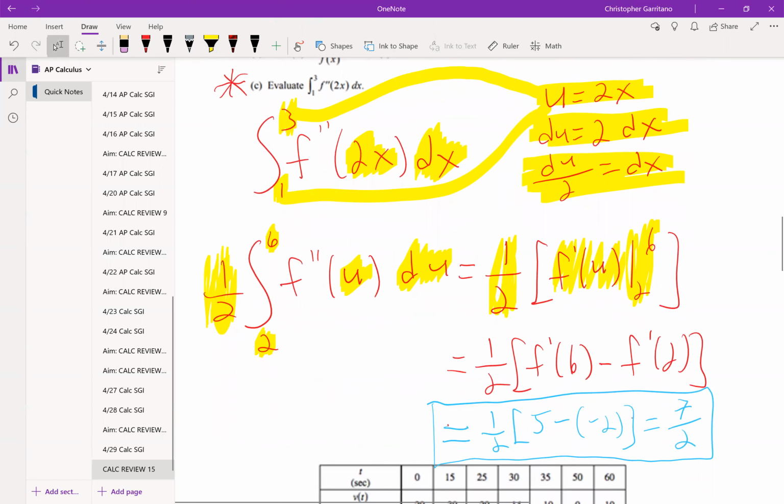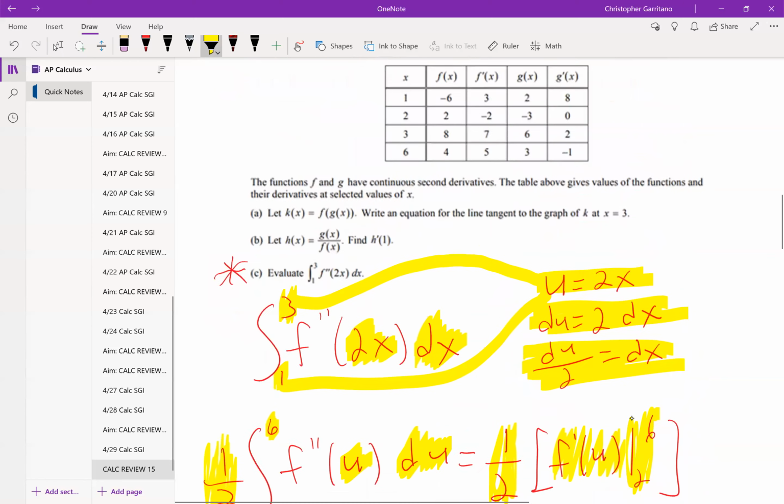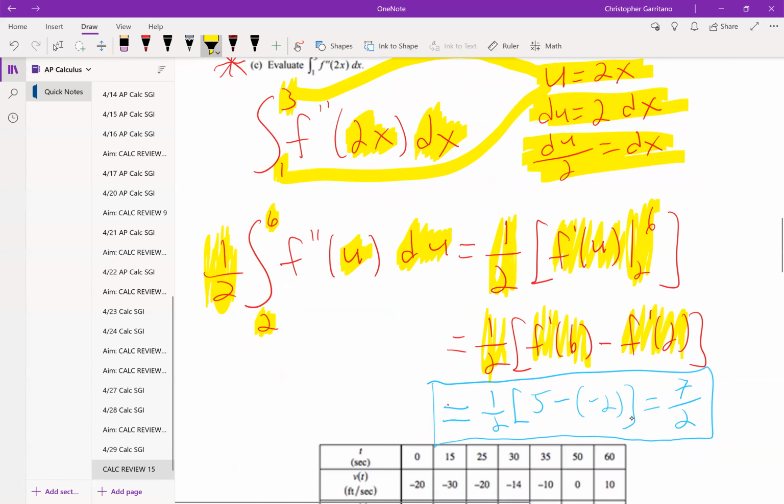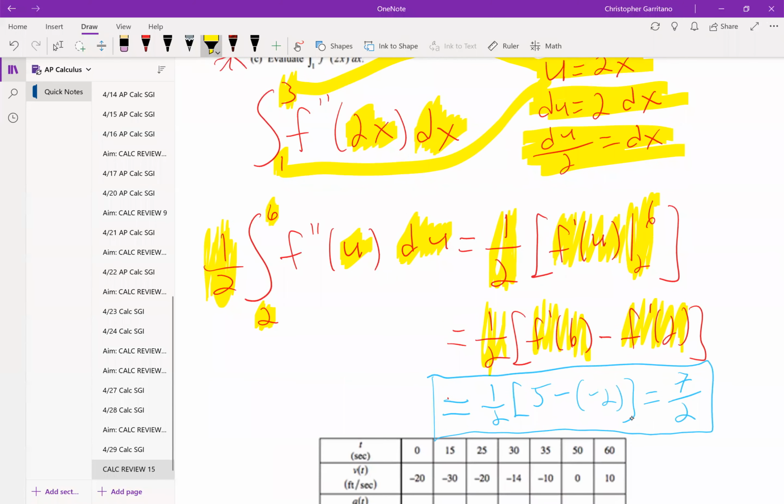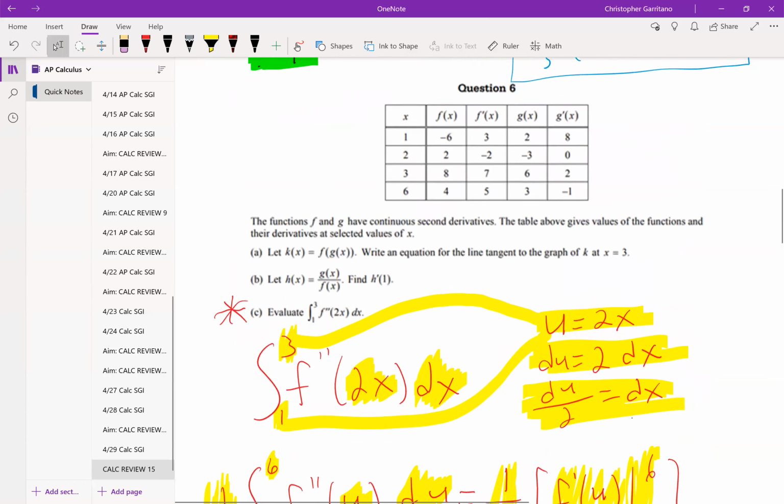Okay, so in our next line, we have that constant times f prime of 6 minus f prime of 2, and these values can be determined by looking up here at the table. Very simple, and so we end up with our final answer, which is 1/2 times 5 minus -2, or of course just 7 over 2. All right, and there you have that.